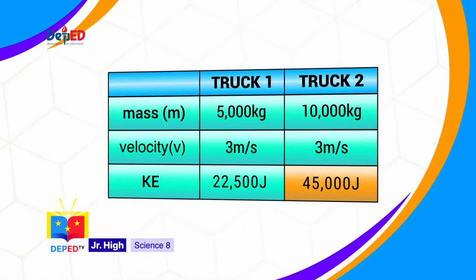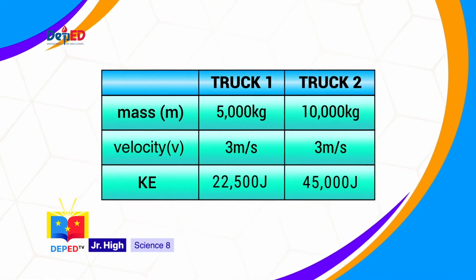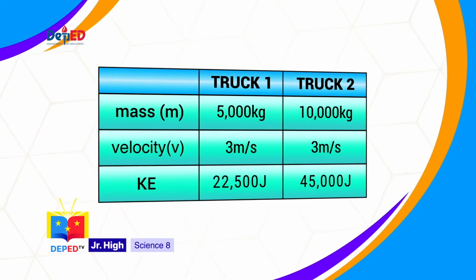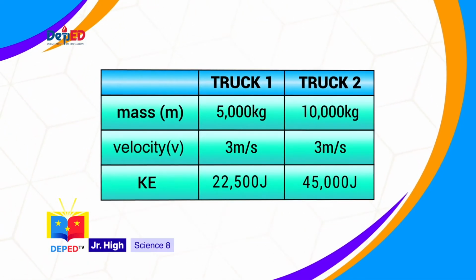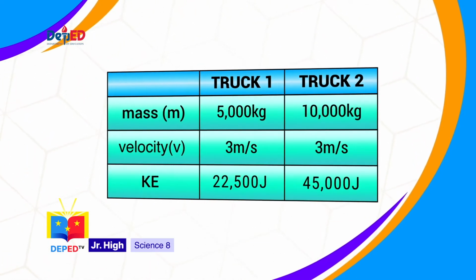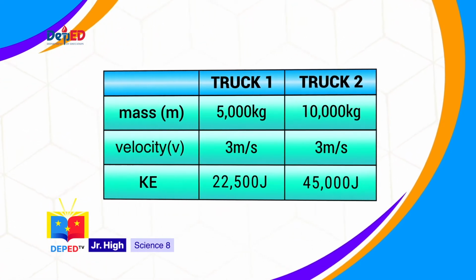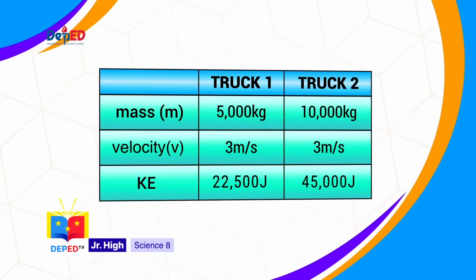Any observation? Right, the kinetic energy was doubled. Why? As we said earlier, if the mass is doubled but the velocity is the same, the kinetic energy will also be doubled.